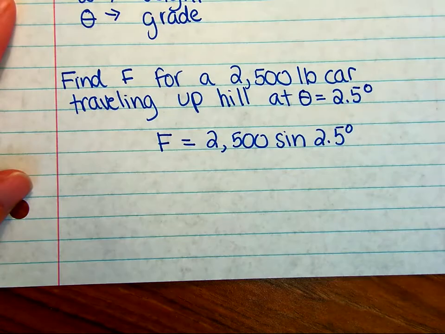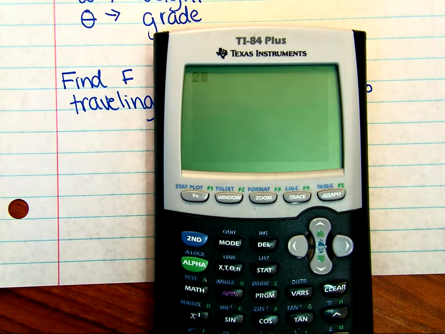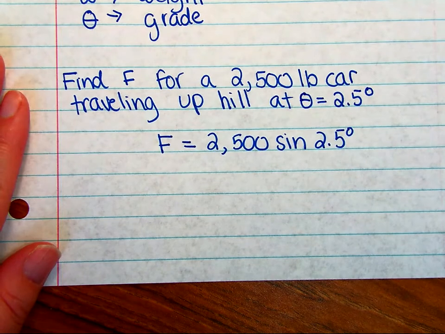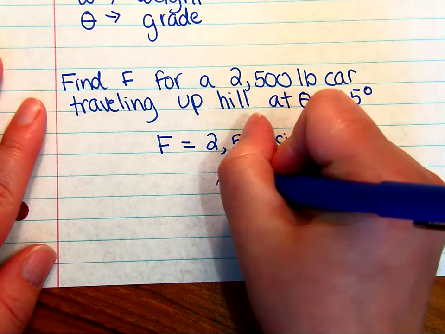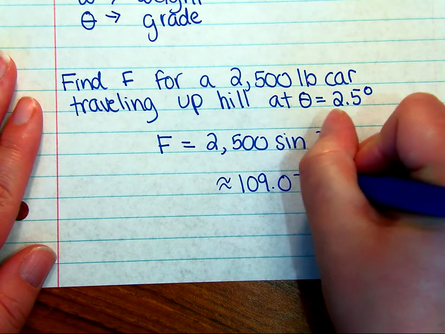So, 2,500 times the sine of 2.5. So the force required to keep that up is about 109.05 pounds. Force is in pounds. Okay.